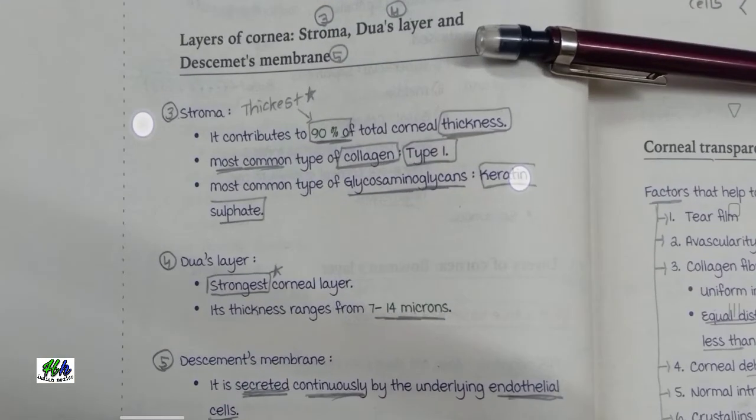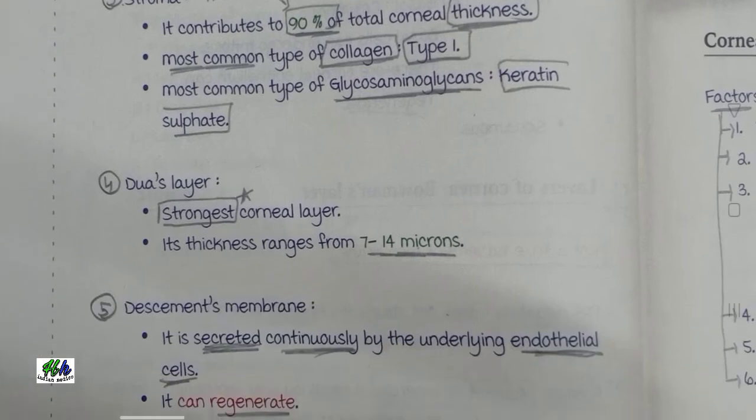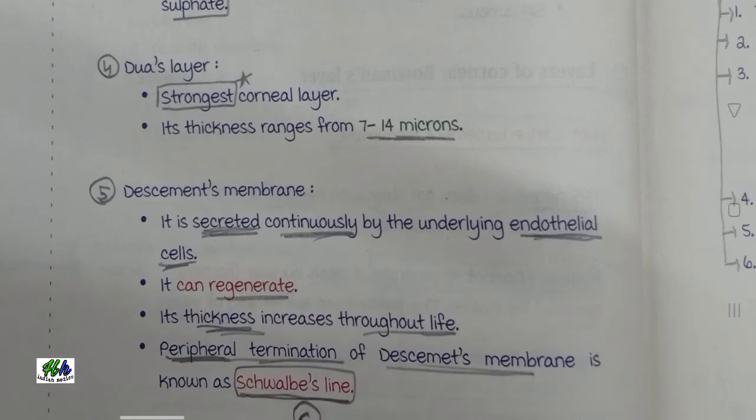The third layer is known as stroma. Stroma is the thickest layer of the cornea. It is made up of type 1 collagen. It contains glycosaminoglycans like keratan sulfate. The fourth layer is Dua's layer. It is the strongest layer of the cornea and its thickness is 7 to 14 microns.